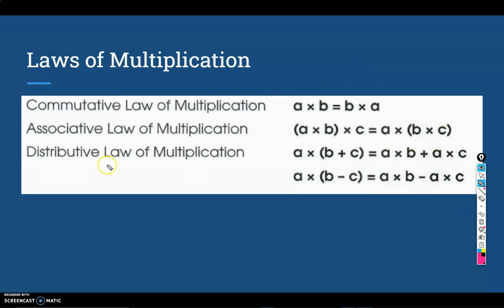And the distributive law of multiplication states that it doesn't matter whether you add or subtract first, or if you distribute the A into the brackets, you're still going to get the same answer as well. For example, if you do 2 times (3 plus 4), or you just do 2 times 3 plus 2 times 4, you're going to get 14, no matter what.